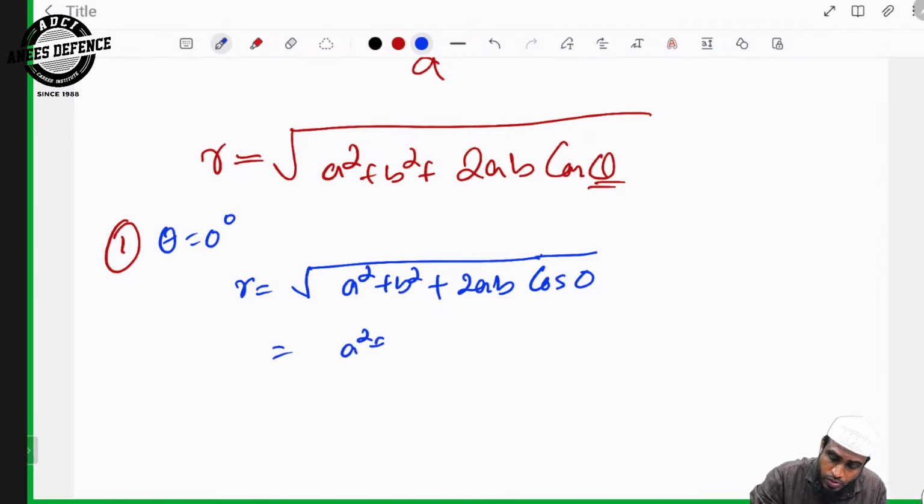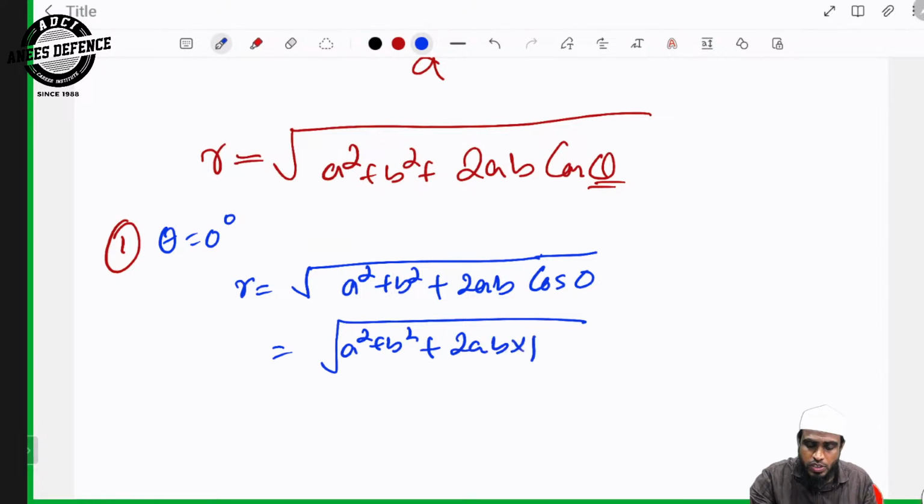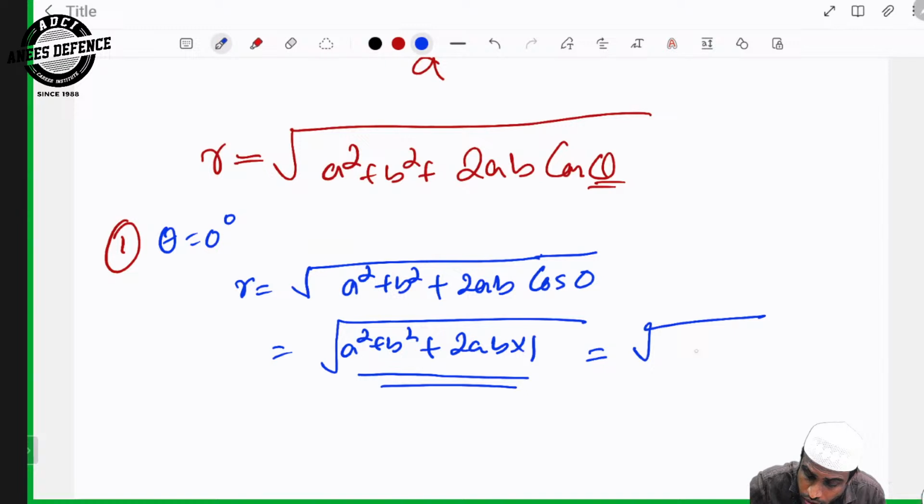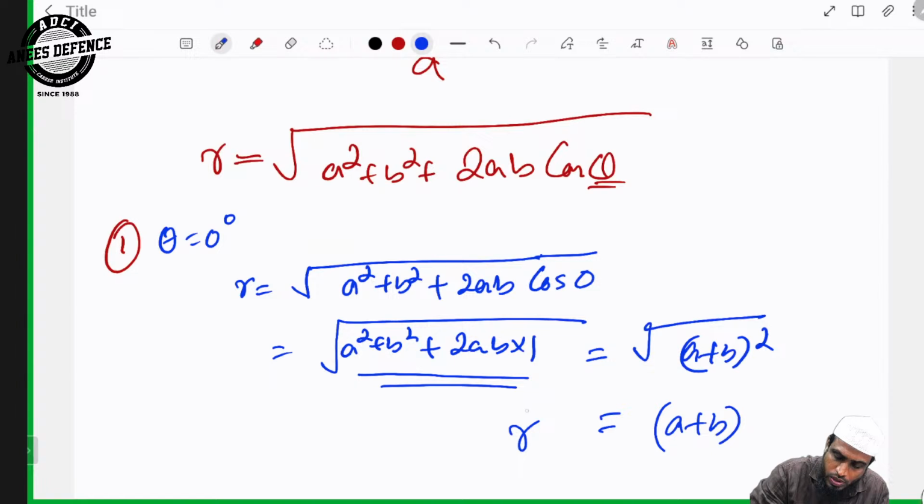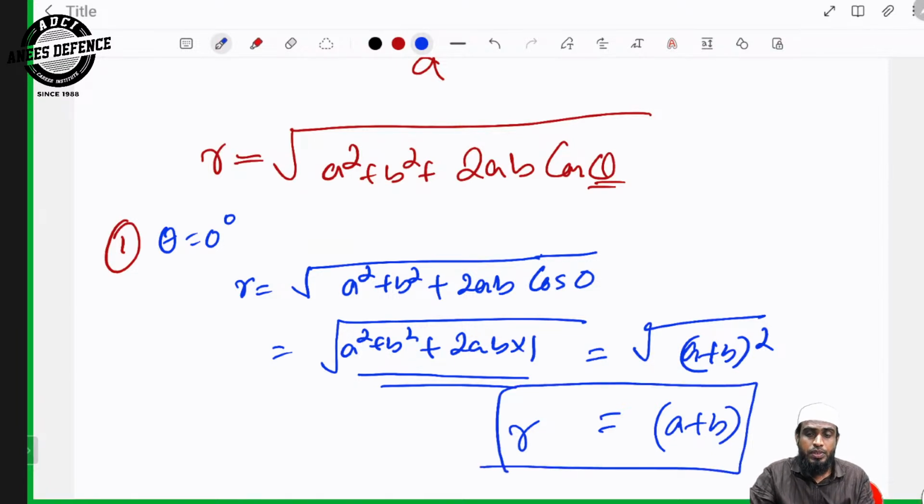So you can write the root of A square plus B square plus 2AB into 1. This is the expansion of A plus B the whole square, so it can be written as the root of A plus B the whole square. So this is equal to A plus B. The magnitude of the resultant vector is equal to A plus B. If two vectors are parallel, then you can just add the two vectors. That is enough. That will be the resultant.